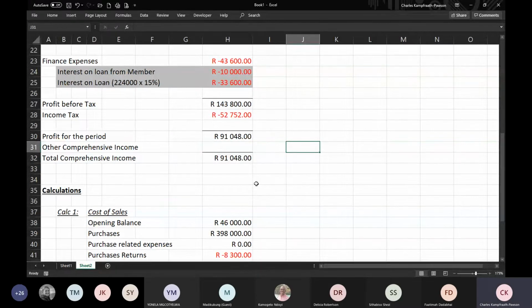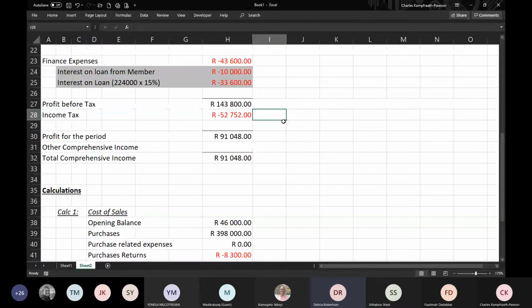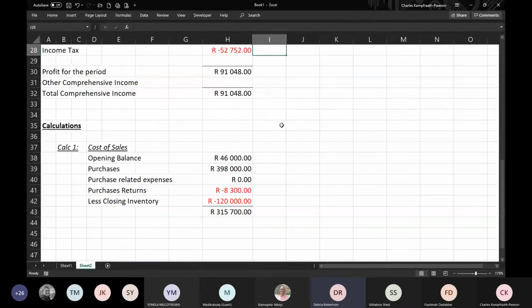Any questions? Yes, Charles. I just wanted to know, that other comprehensive income, what would we put there? Would it be like the asset reserve or CCs? Yes, if there are any adjustments to reserves, additional distributions to members, things like that. Okay, thank you.